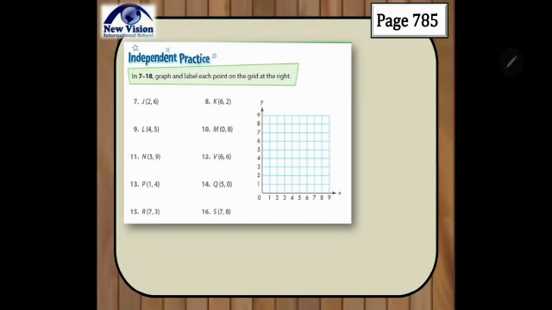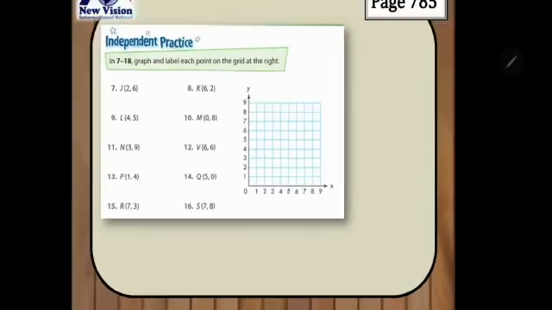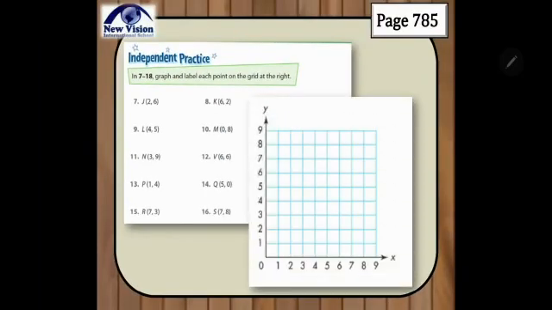Welcome back. It's time to check your answers. In 7 to 18, graph and label each point on the grid at the right. Let's make it a little bit bigger. So, number 7, point J, we have 2, 6. So, here is 2, 6, point J.